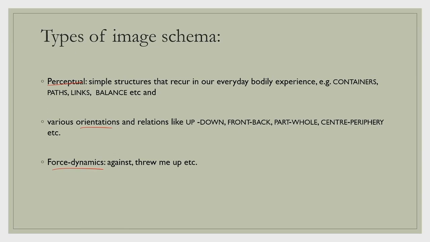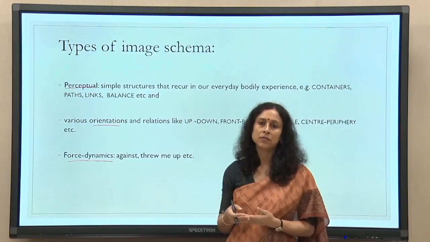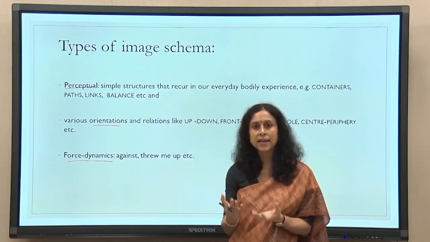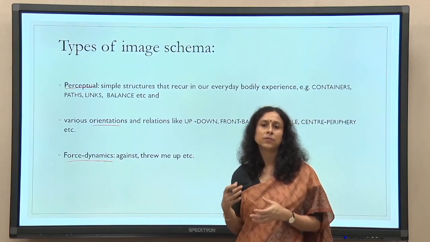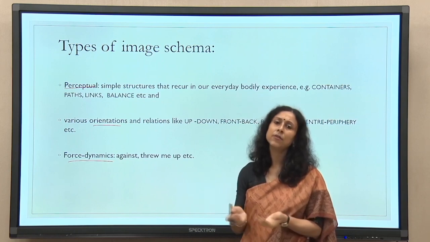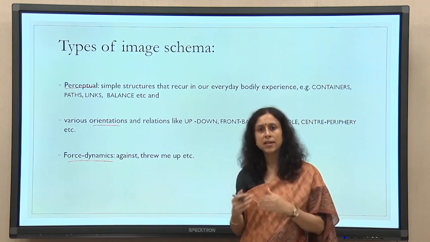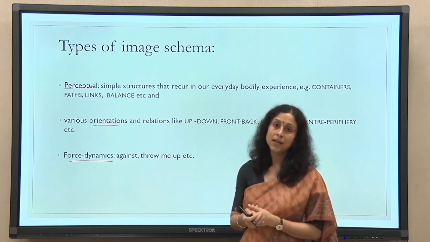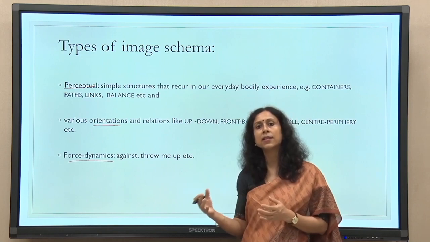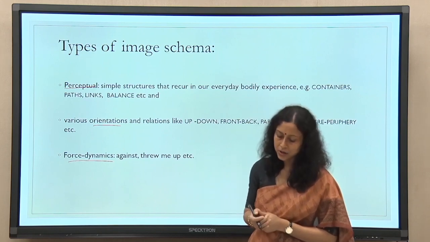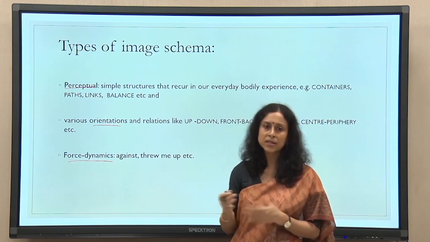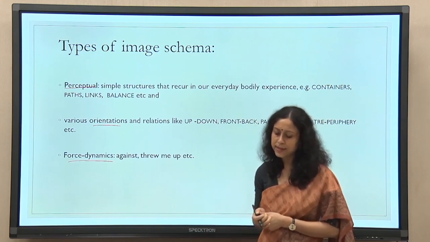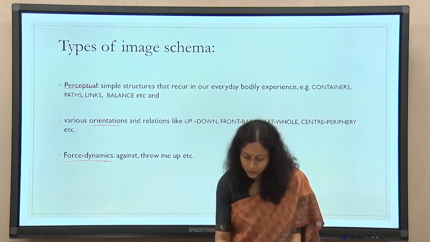So there is the idea of containment, one thing containing another. This room has many tables and chairs. Similarly, we are inside a building, and many such other configurations. We also understand that emotions are in the heart. I have anger in my mind, my mind has memories, and so on and so forth. So, one thing containing another. Similarly, we have the idea of paths and links and balance and so on. So perceptual understanding of various experiences can be grouped together in the type called perceptual type.